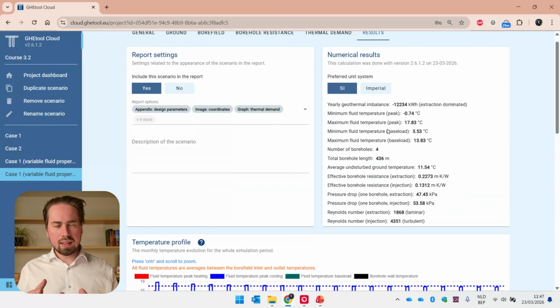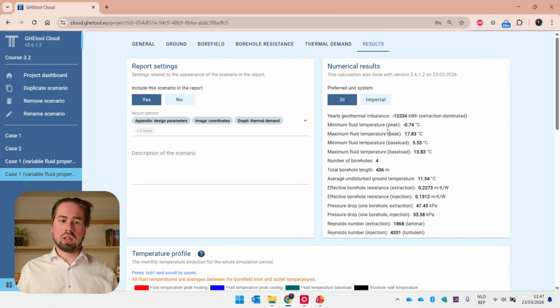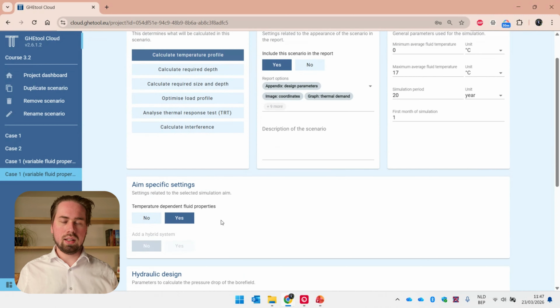But just to showcase that just by changing this one simple assumption, you can get way more accurate results, especially when you're having quite a high cooling load. And I've seen projects where this can change the design with 20% easily of your system. So it's a really important assumption, a really important improvement in how you can make more accurate geothermal borefields. And that's also why by default this setting is on.